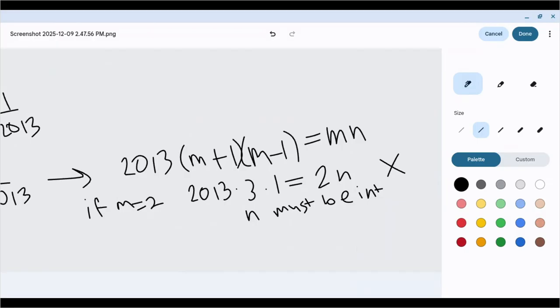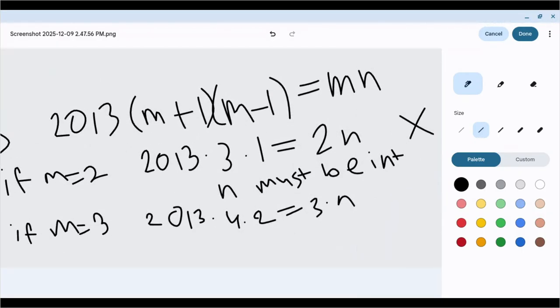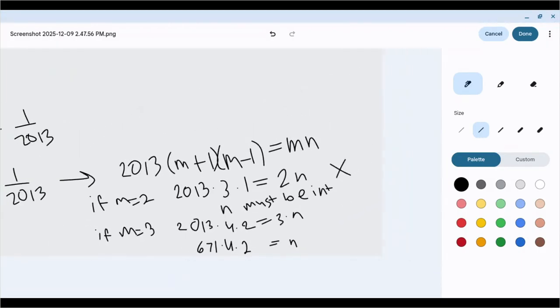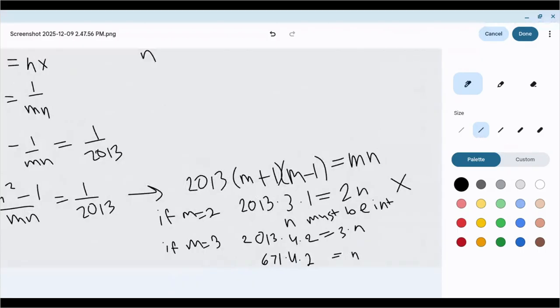So then we move on to the next value, which is 3. Plugging that in, we get 2013 times 4 times 2 is equal to 3 times n. Dividing both sides by 3, this becomes n equals 671 times 4 times 2. And that's an integer, so that works. And this should give us the minimum value.